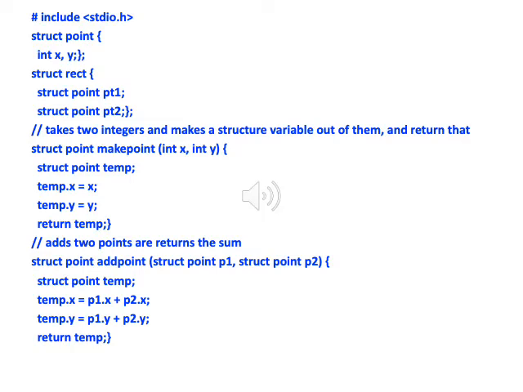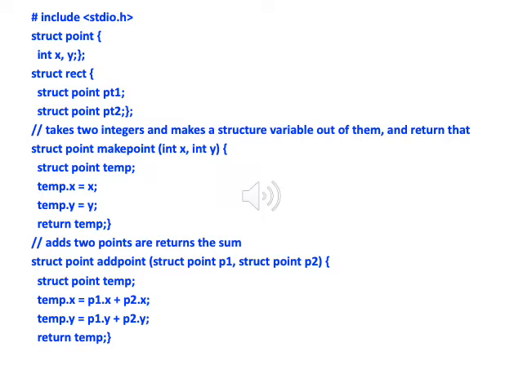The other structure is a rectangle, which again is a nested structure because the diagonally opposite points of that rectangle are essentially structure variables themselves. So each rectangle can be represented by its two diagonally opposite points, and each point in turn will have an x component, an x value, and a y component, a y value. So these are our two structures.